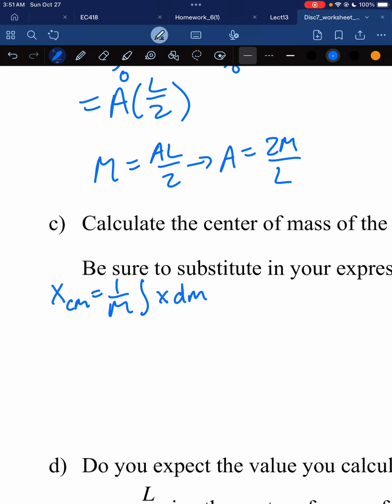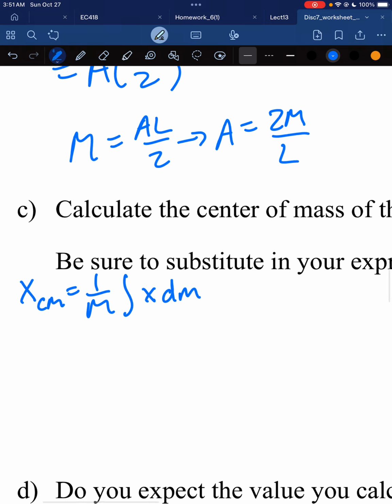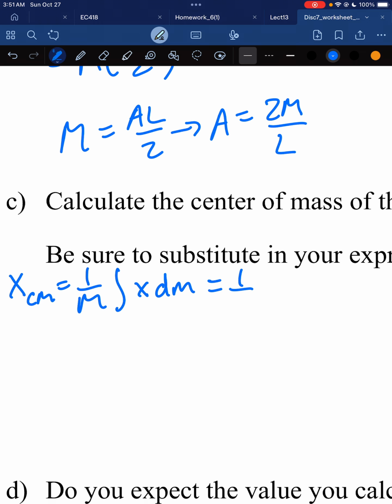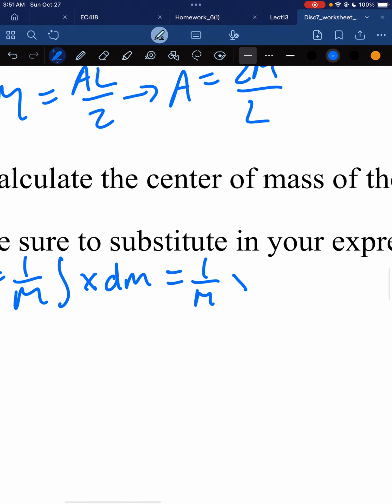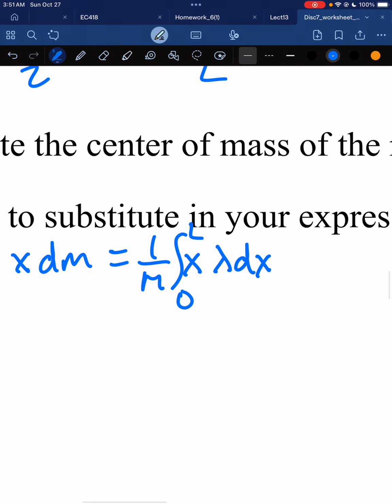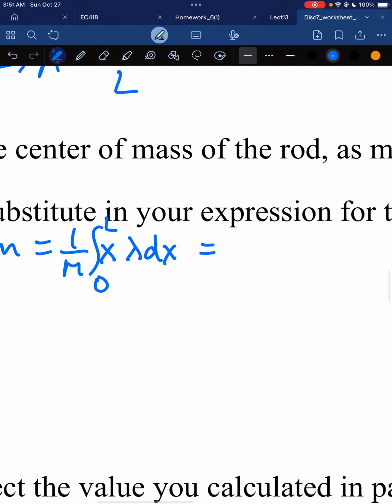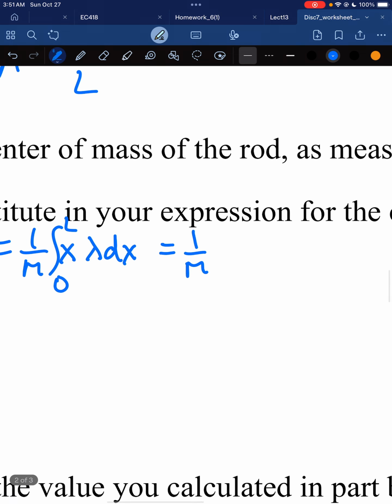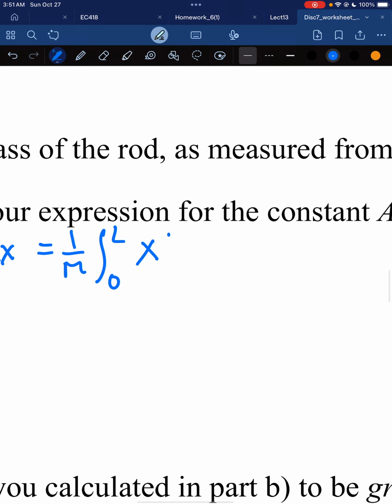But remember from part B that dm is related to dx by the linear mass density function, and so I can express this integral as x times lambda dx. And then again, we're integrating from 0 to L because those are the ends of our rod. And once again, I'm going to plug in the function for lambda that is given to us. So I get 1 over m times the integral from 0 to L of x times a times the quantity of 1 minus x over L dx.